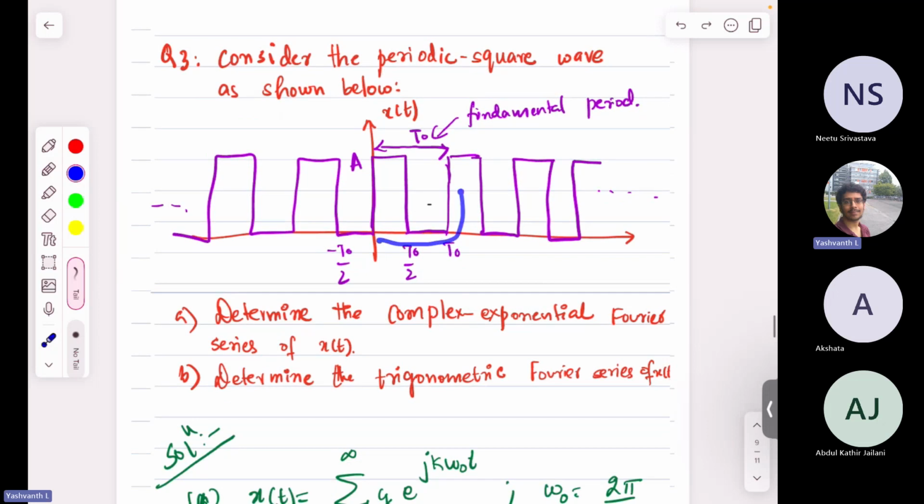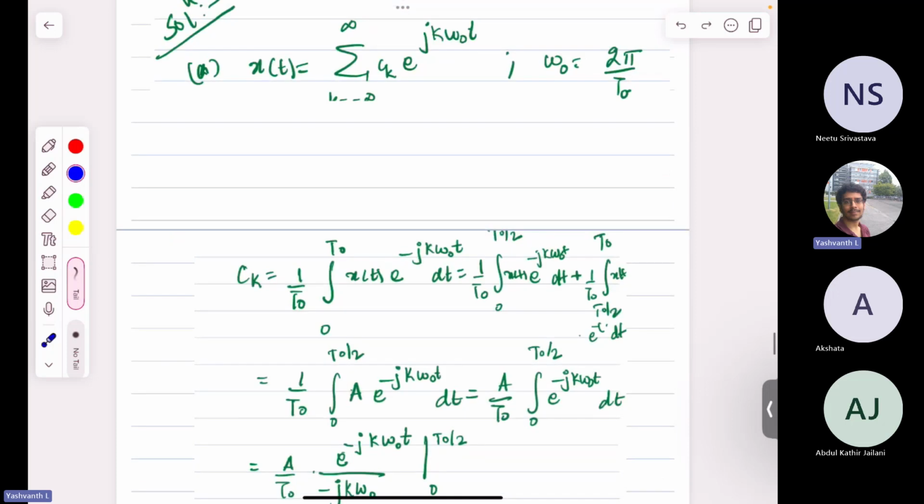From 0 to t naught, how is the signal? It is equal to a between 0 to t naught by 2, and between t naught by 2 to t naught, it is equal to 0. Okay, that is what I'm computing here. So for 1 by t naught, 0 to t naught by 2, x of t is nothing but a, and from t naught by 2 to t naught, x of t is equal to 0. So the second term is essentially knocked off. It's completely equal to 0. Only the first term survives, which is exactly this term.